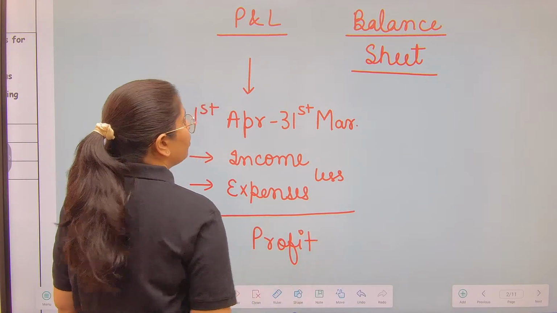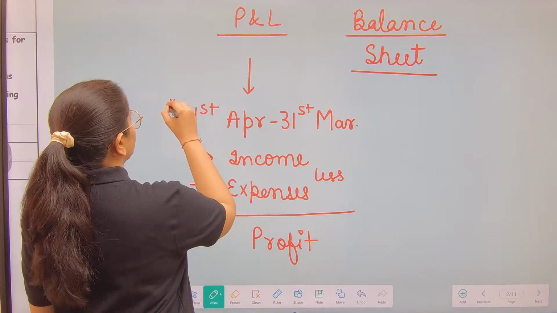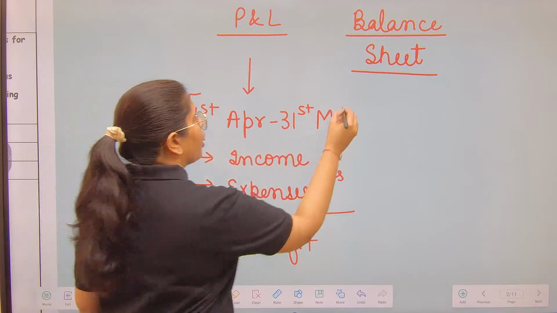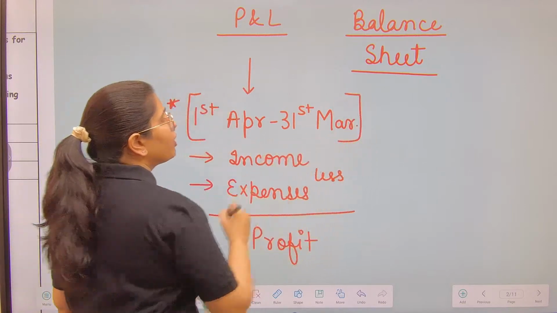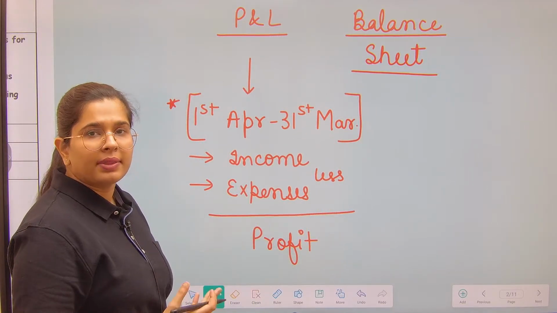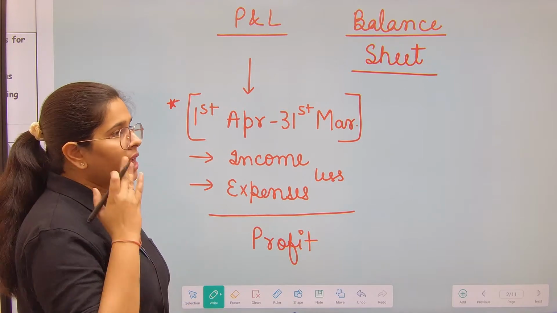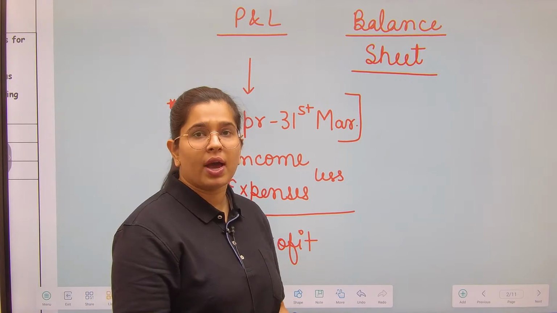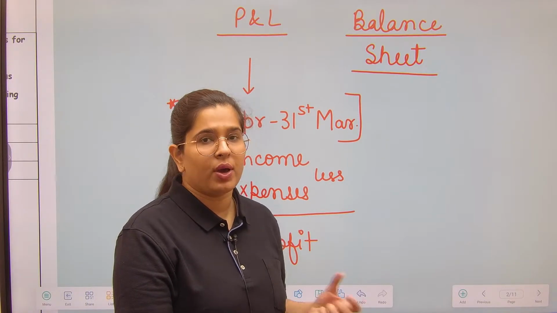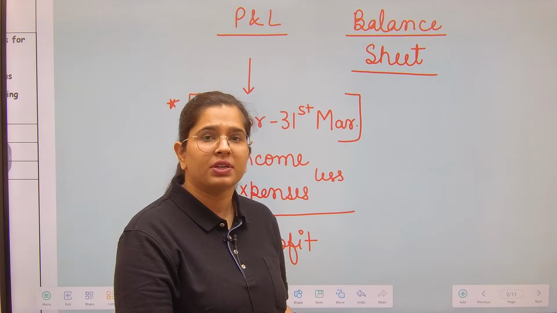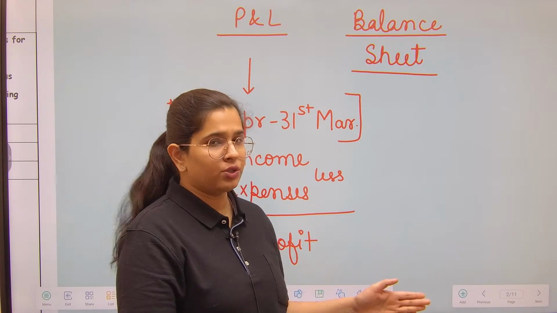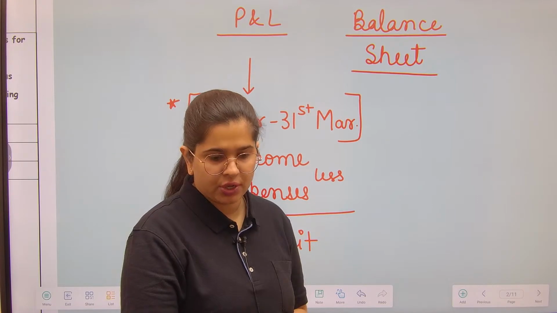So what you have to figure out is that the profit and loss statement is always prepared for a period of 1 year. If your enterprise has started late in the year, that means you have established a new business on 1st October, then your P&L statement will be prepared from 1st October till 31st March, right?